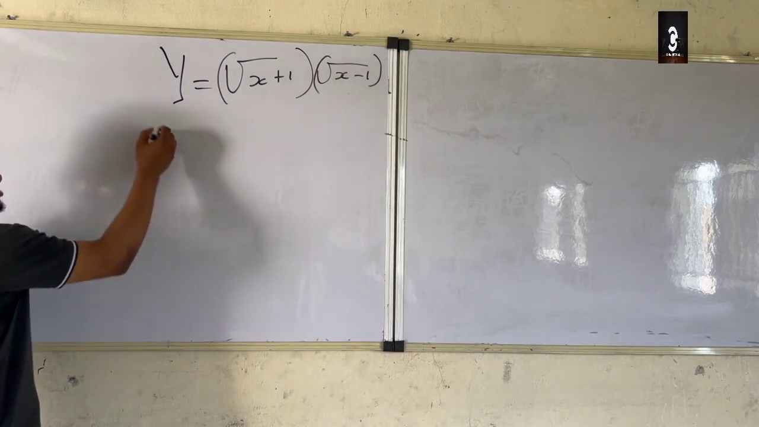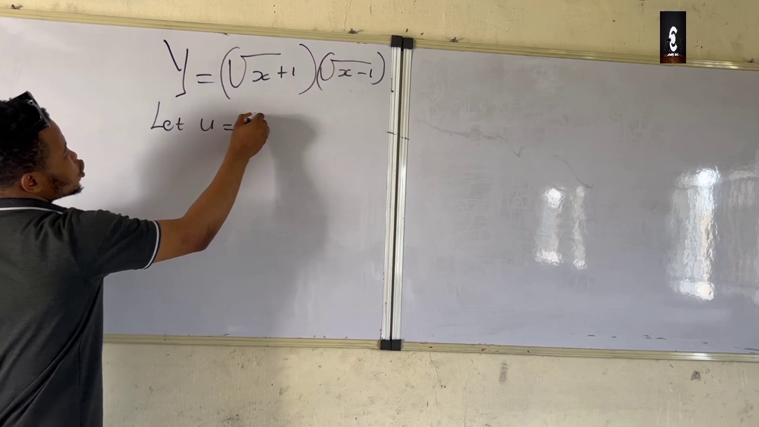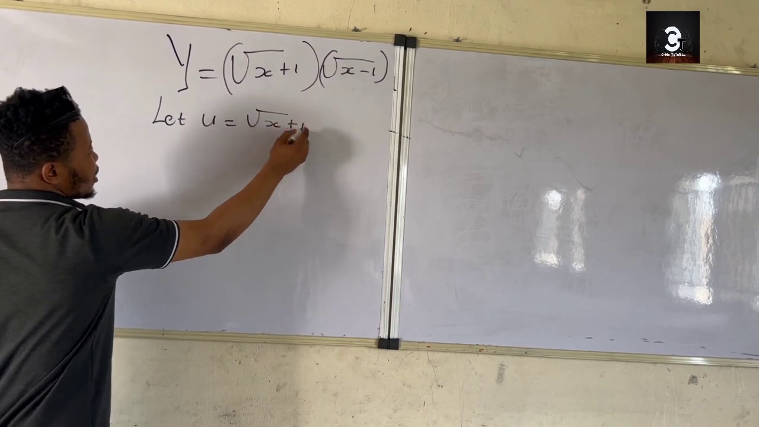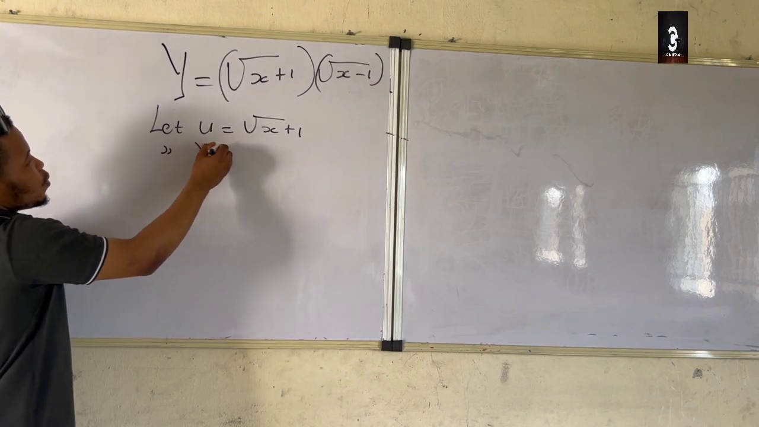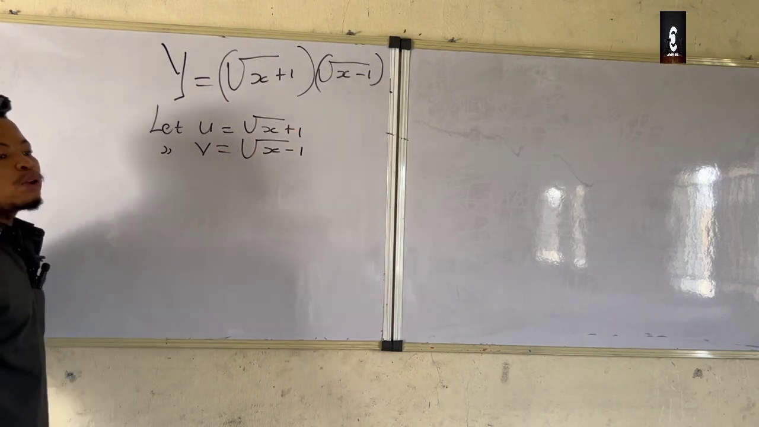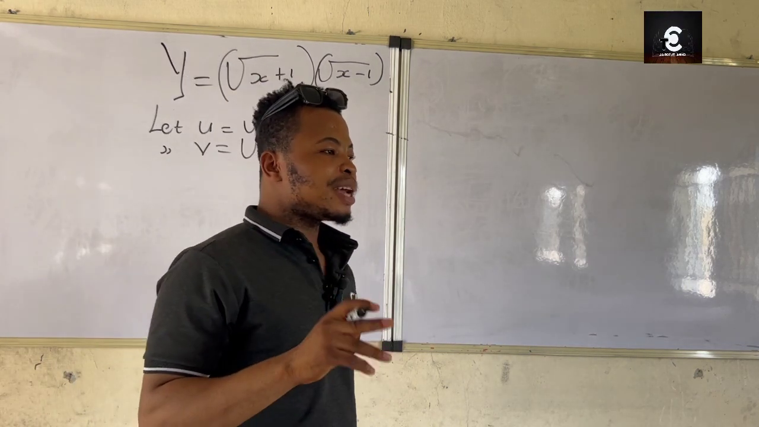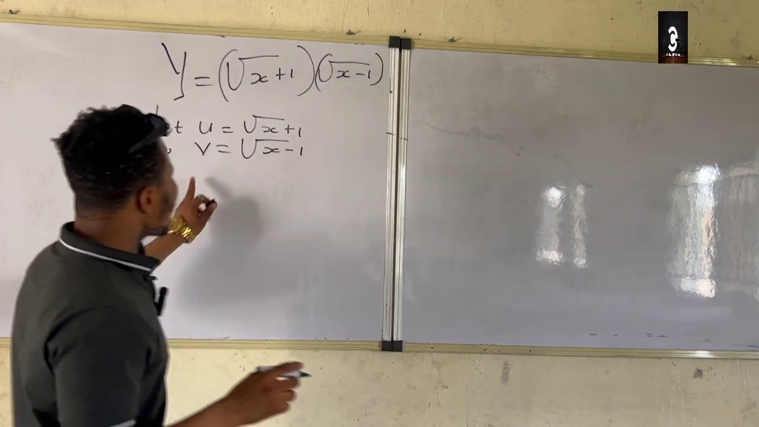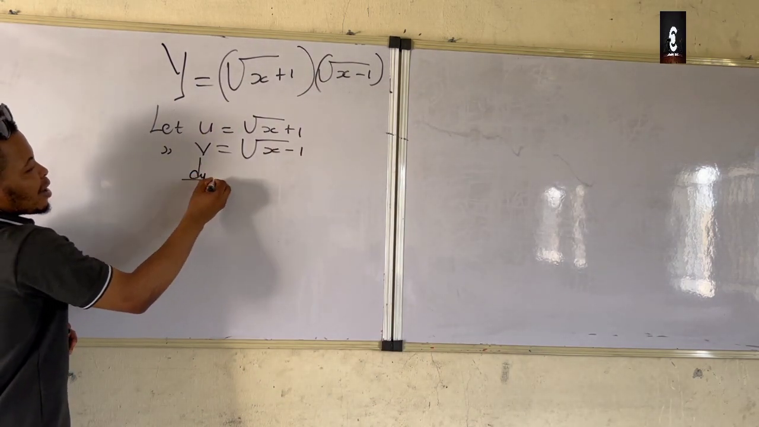Remember I told you that the first thing you do is say let u equal square root of x plus 1. I am calling this u. Then let v equal square root of x minus 1. Square root of x alone means x raised to power 1 over 2. So all I will do is differentiate this. I will say du over dx.